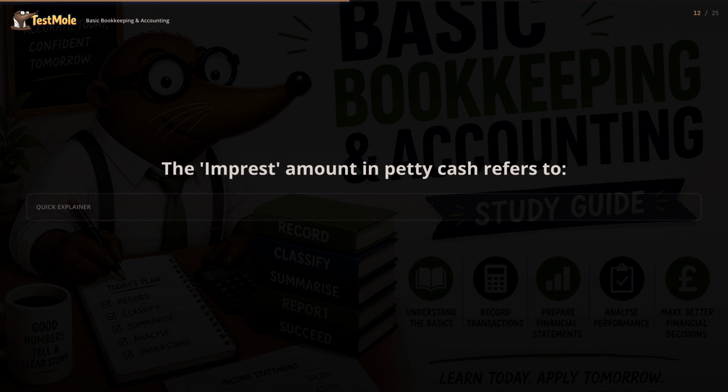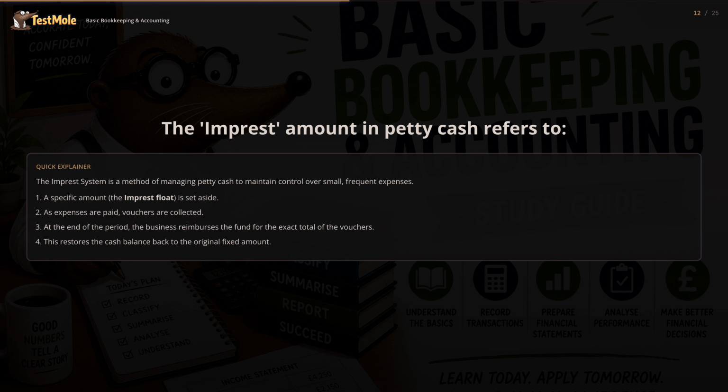The imprest amount in petty cash refers to what? The imprest system is a method of managing petty cash to maintain control over small, frequent expenses. A specific amount, the imprest float, is set aside. As expenses are paid, vouchers are collected. At the end of the period, the business reimburses the fund for the exact total of the vouchers. This restores the cash balance back to the original fixed amount.